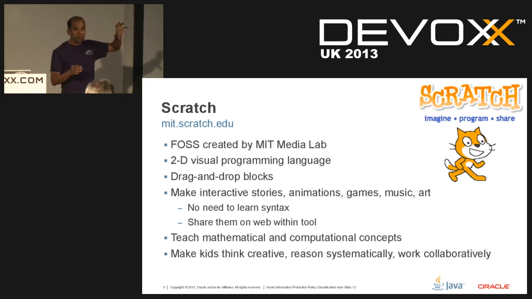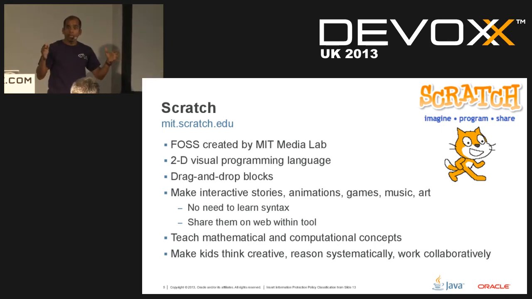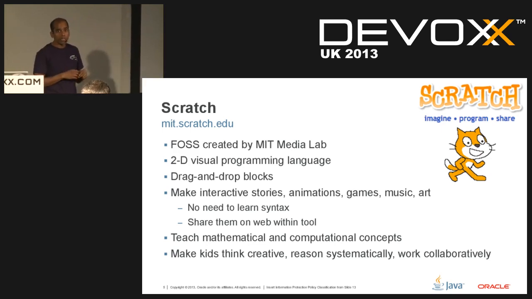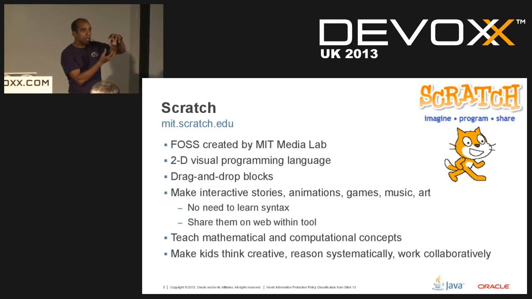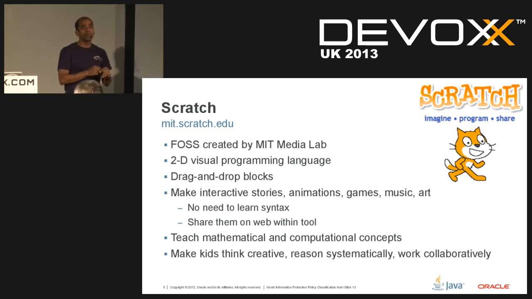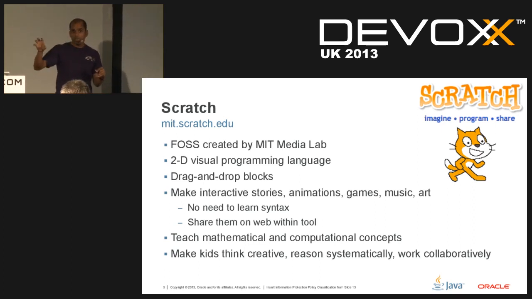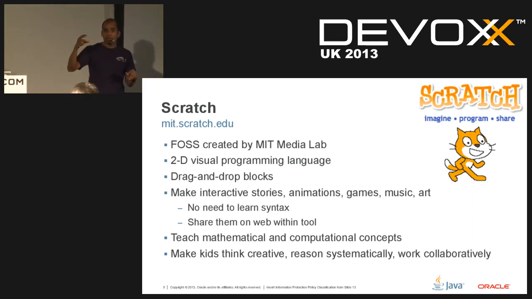The idea is you drag and drop blocks in the IDE, and I'll show you how the programming works. You fit the blocks together, which becomes a script, and then it's a visual execution. So you create a sprite first of all, and a sprite has a character, say a dog or a cat or a frog.